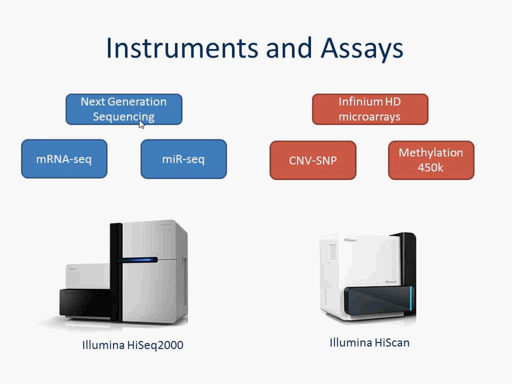The mRNA-seq and miR-seq are run on the Illumina HiSeq 2000, and the SNP, CNV, and methylation 450 assays are run on the Infinium HD microarrays and iScan.